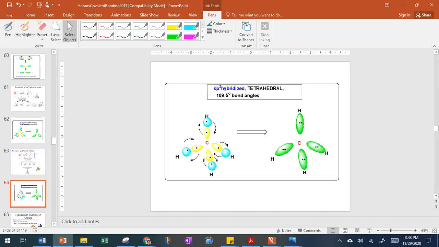An example of a molecule forming this is carbon tetrahydride, which we have as a tetrahedral shape, and that is where we see this sp3 hybridization.